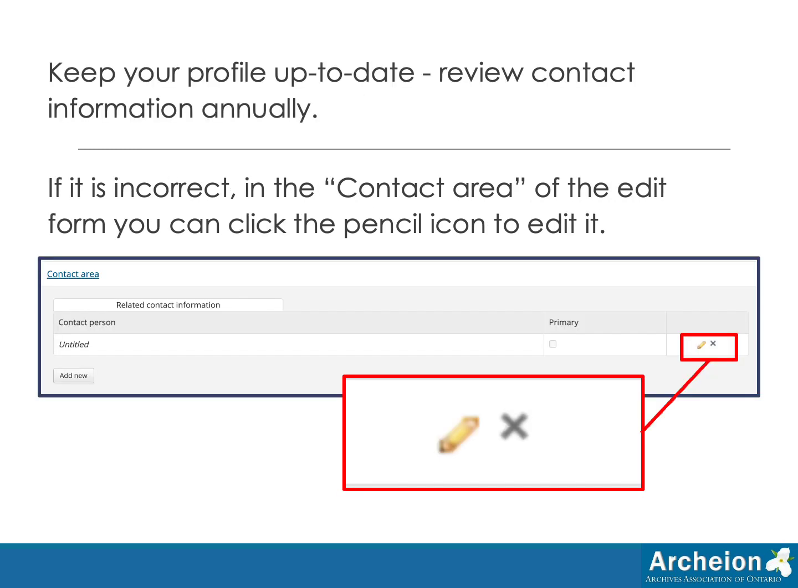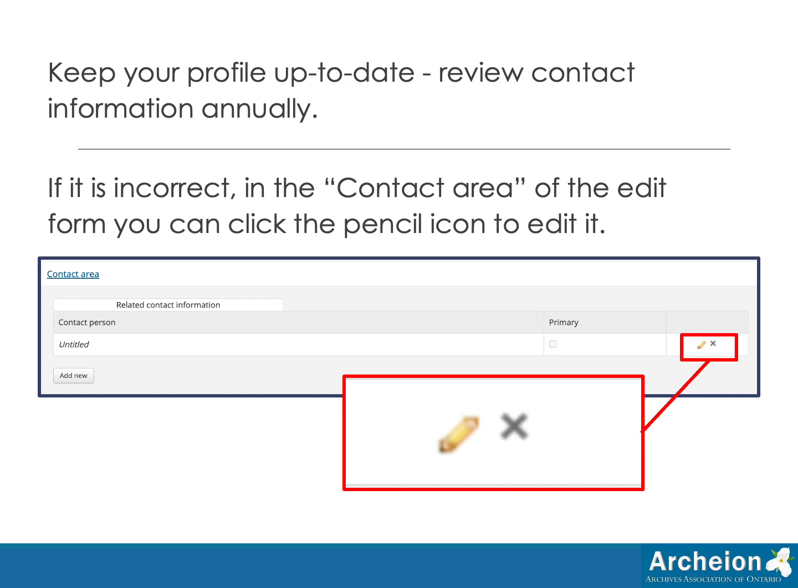As an Archeion institution, it's really important for you to keep your profile up to date. It's recommended that you review your contact information at least annually, and you can time doing this when you renew your AAO institutional membership each year, for example. If your contact information does need to be corrected, you'll need to log in and edit it. The contact information is a little bit hidden in the edit form, so flag it.